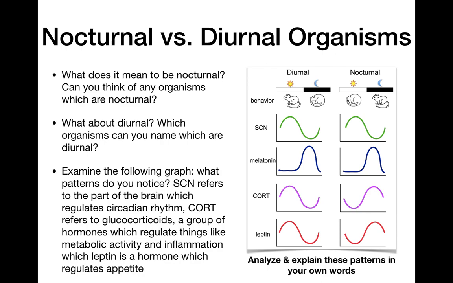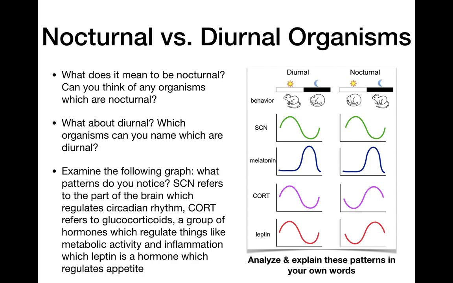Now, if you look at this graph, here are three hormones, and this is a different factor we'll talk about, and I want you to compare and analyze this graph for a diurnal organism and a nocturnal organism. We talked about melatonin already, and SCN is a part of the brain that regulates your circadian rhythm, so it recognizes when is day, when is night, and that's all you need to know for this course. We have melatonin, our hormone for circadian rhythm, and CORT, short for glucocorticoids, which are certain kinds of hormones which regulate things like metabolic activity and inflammation. Metabolic activity is how hard your body is working. When you're awake, it is much higher than when you're asleep.